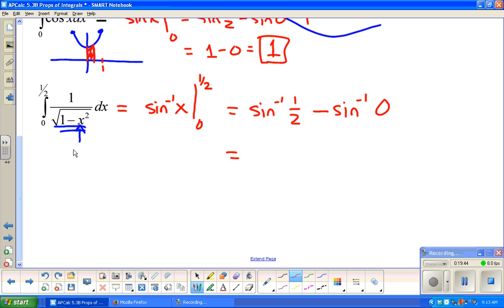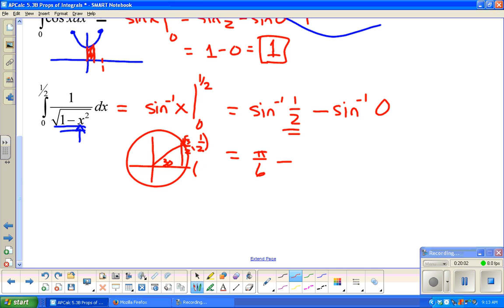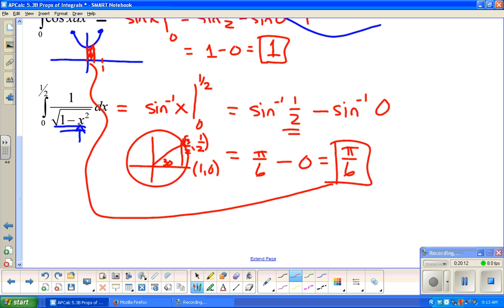Well, what was the angle to give me a sine of 1/2? Well, this is a unit circle thing. The y value is 1/2. This would have been square root of 3 over 2. This is a 30-degree angle, so I'm going to call this pi over 6. And sine of what gives me 0? Well, that's at 1, 0, so that was a 0-degree angle. So the answer to this is pi over 6. So this little area right here is pi over 6.